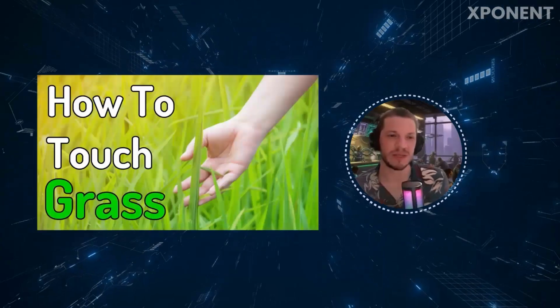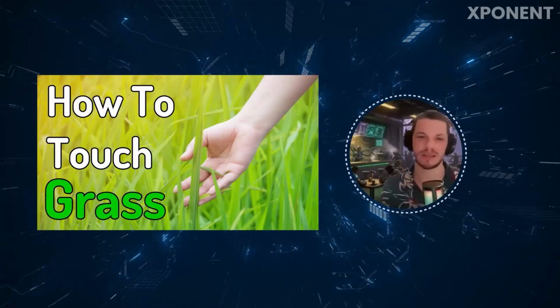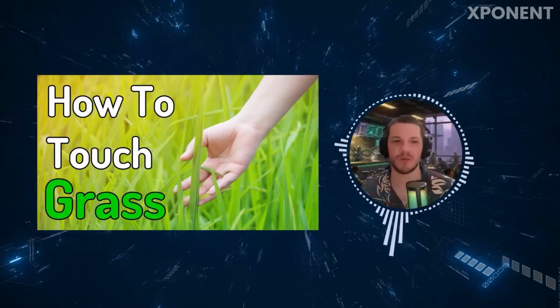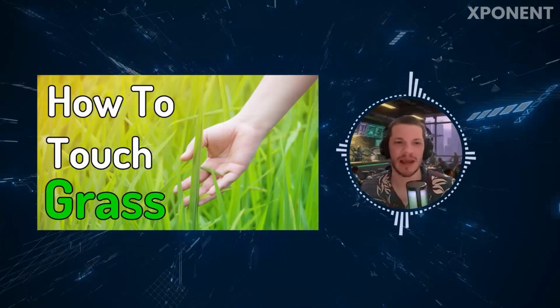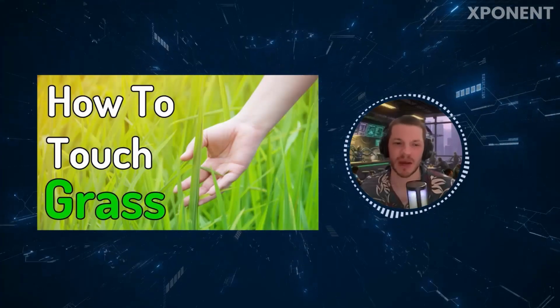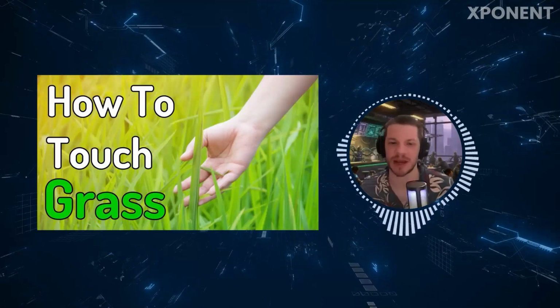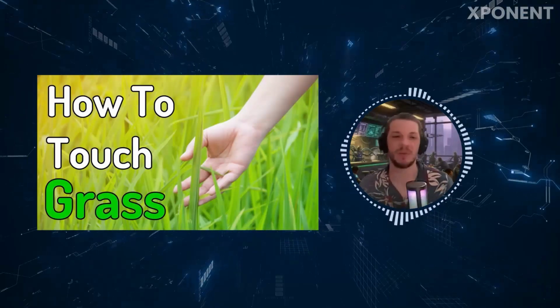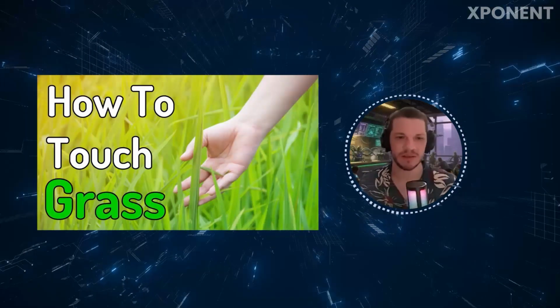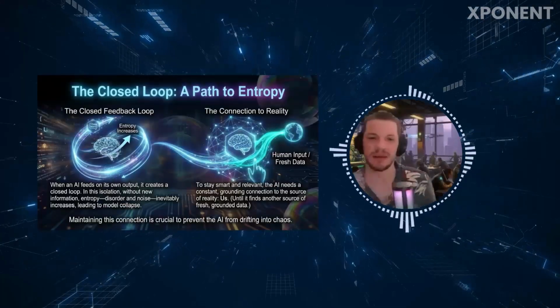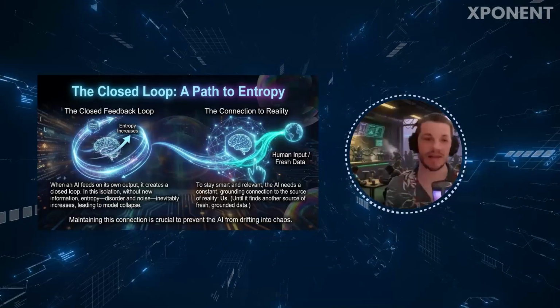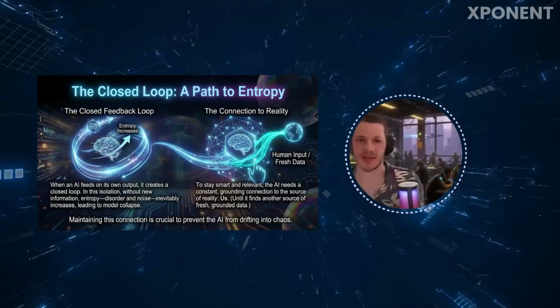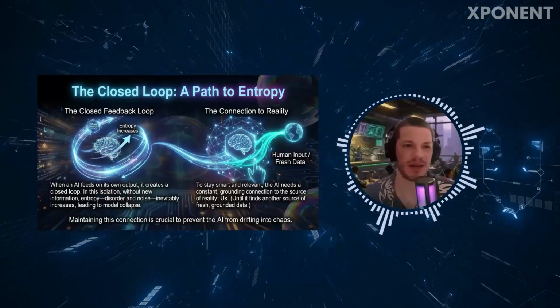So what happens with model collapse? It's a cybernetics problem. Humans generate negative entropy, so new information, because we interact with the real physical world. We touch grass. Whereas LLMs are closed systems. They can't experience the real world. They just remix old patterns. So when an AI feeds on its own outputs, you create a closed feedback loop. In a closed feedback loop, entropy tends to increase. So to stay smart, the AI needs a constant connection to reality or a new source of information, which is us, or at least until it figures out how to get fresh data without us.